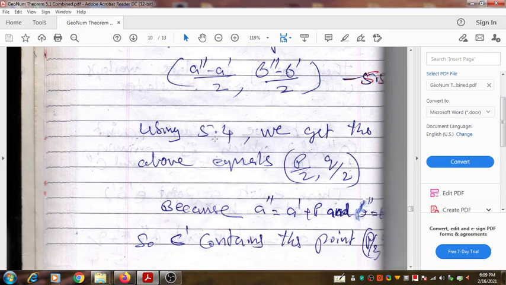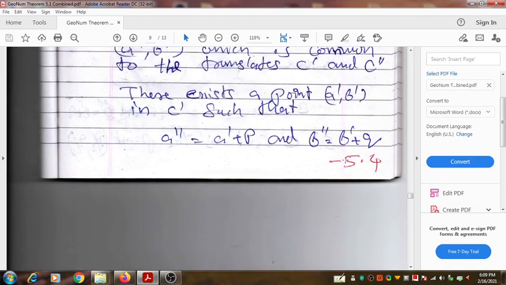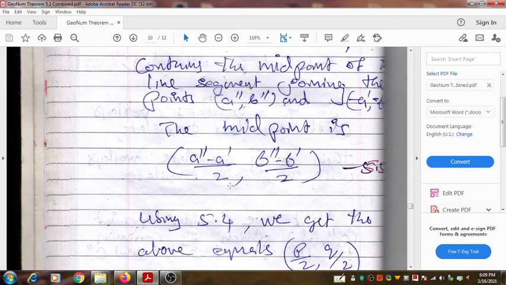So using 5.4, let's go back to the relation 5.4. Yes, this is the relation 5.4. Using the relation 5.4, we can simplify this and get that a double prime minus a prime equals p, and b double prime minus b prime equals q. So we have the quantities p and q, and that can be substituted in the numerator here. So this becomes p by 2 and this becomes q by 2.